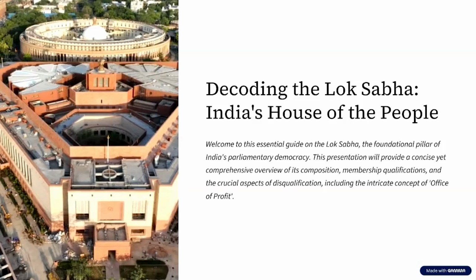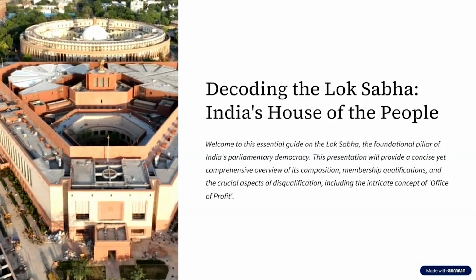And another thing is, whenever a joint sitting is held for an ordinary bill, the numbers of Lok Sabha easily supersede the numbers of Rajya Sabha, and Lok Sabha becomes all important in the decision making of the ordinary bill in case of the joint sitting. Another very important thing is the chairperson of Rajya Sabha is none other than the vice president of India.